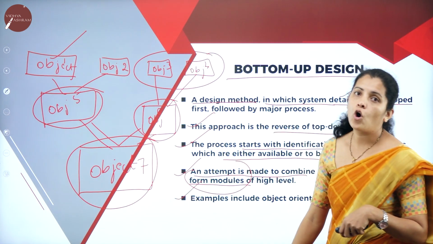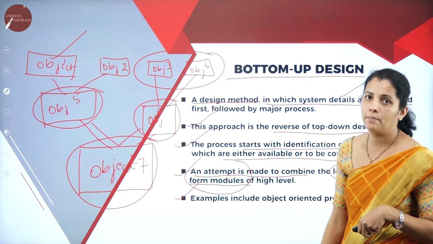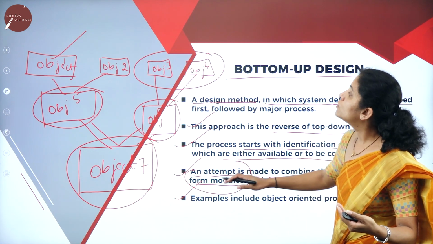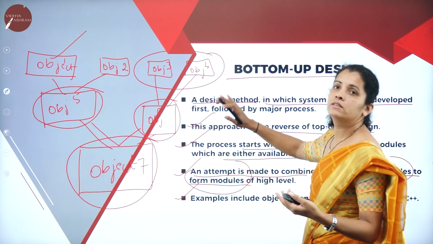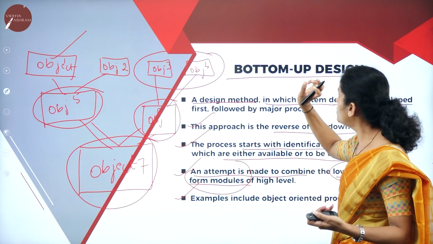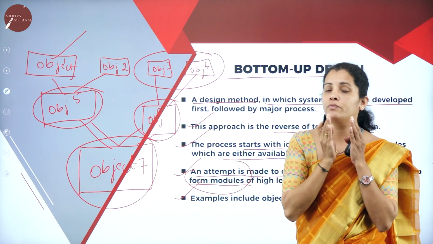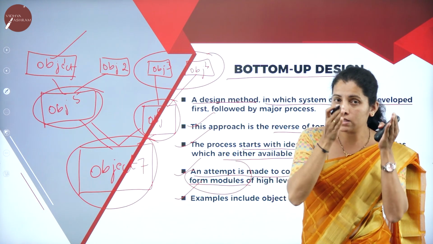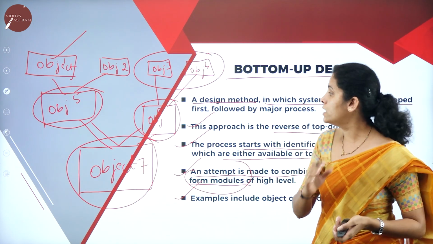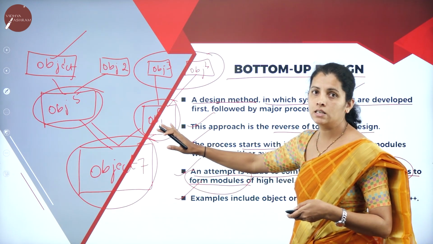Example is object oriented programming, that is C++, Java, Python. Those are the programming languages that use bottom up design. So in bottom up design, first I'm going to find the solution for my subprogram, then I'm going to club the solutions in order to get my final result.